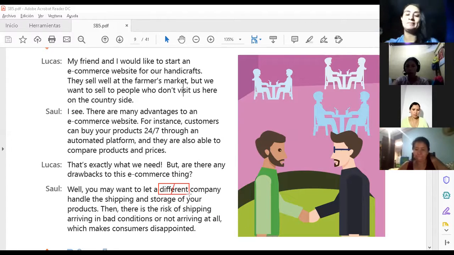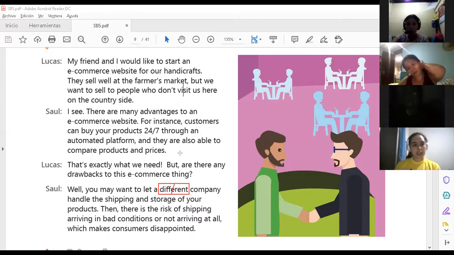Well, you may want to let a different company handle the shipping and storage of your products. Good. Now, say with me, please. This E is not pronounced. Different. And this happens with a lot of things. But again, it's not time for me to give you a lot of details about this. Volunteer to read that, please.